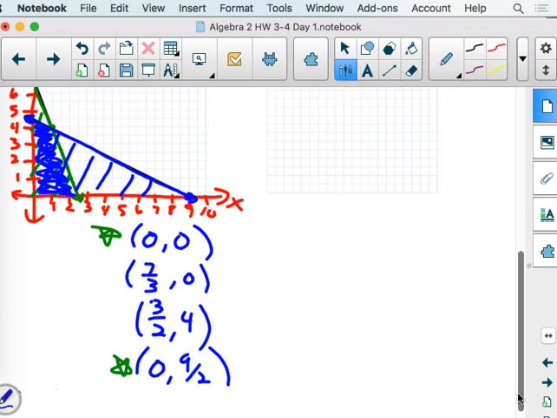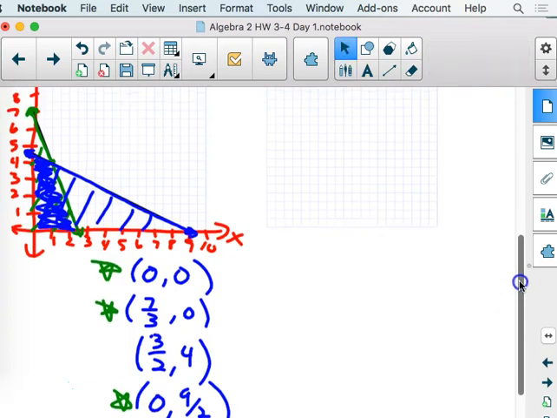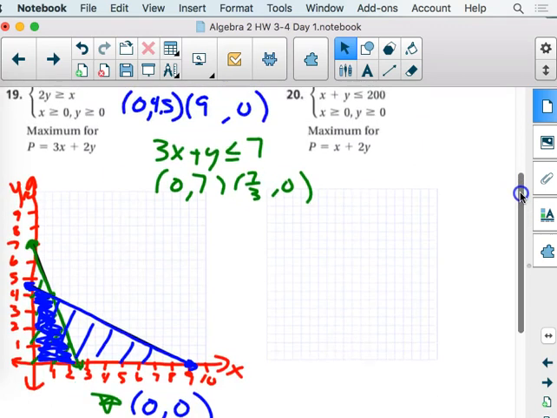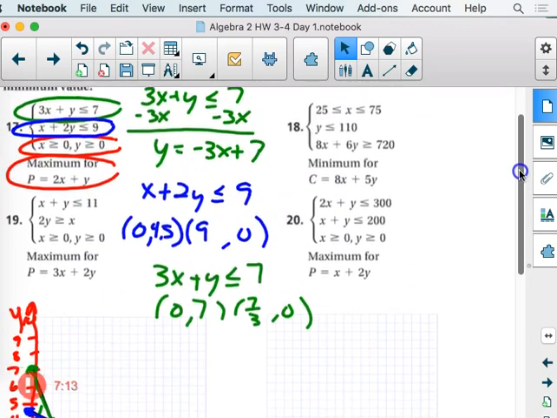So now I'm certain about this one. But the 3 halves 4, I'm not certain about that, because again, it's just graphing, and graphing is not the best way to go. So, different things we could do. We could solve both of them for y. We could put them in the graphing calculator and find the intersection.